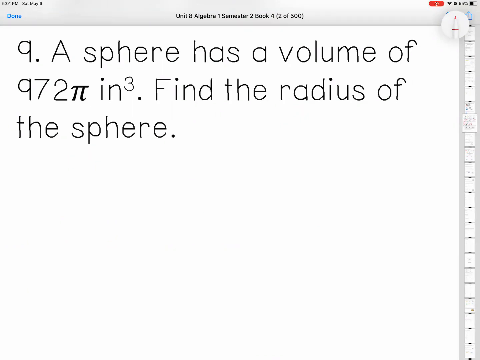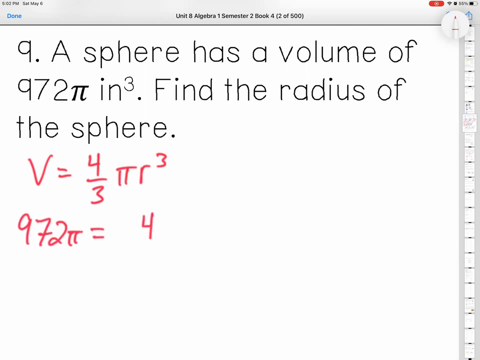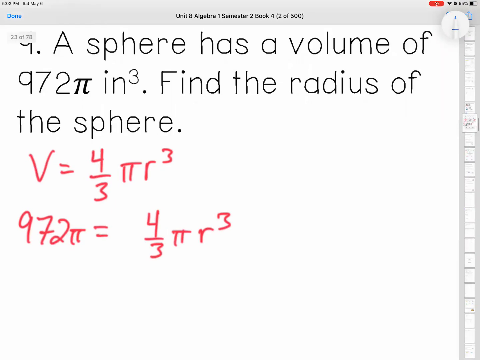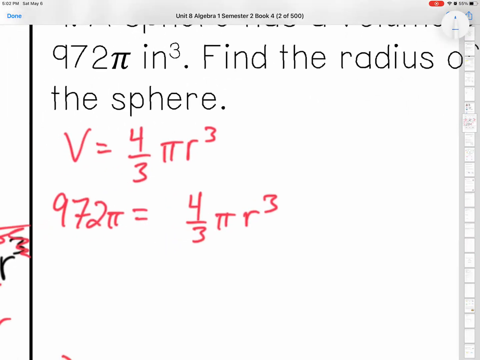All right, let's see this in action. We have the volume for a sphere is 4/3 pi r cubed. Well, we know the volume. It is 972 pi equals 4/3 pi r cubed. I'm going to show it slightly a different way this time, and you can choose whichever method you prefer. The downside is this requires one extra step, but it may help some people out. So we're going to multiply both sides by 3.